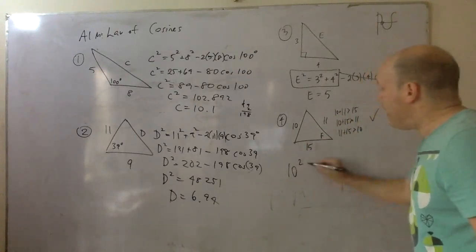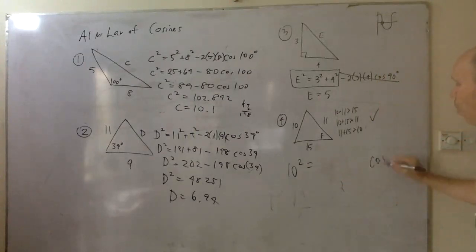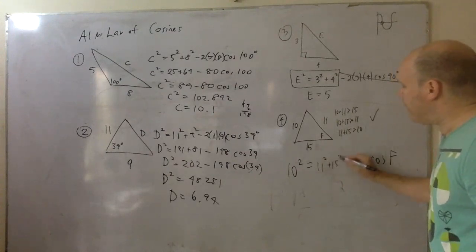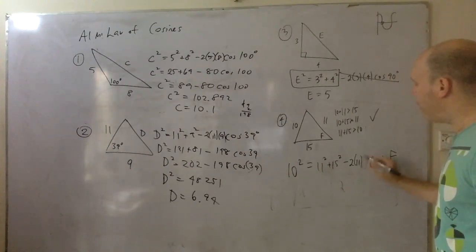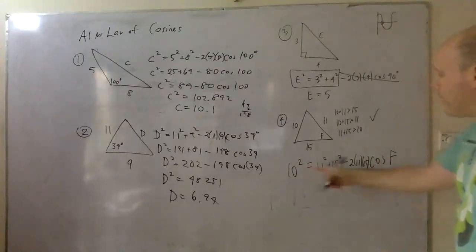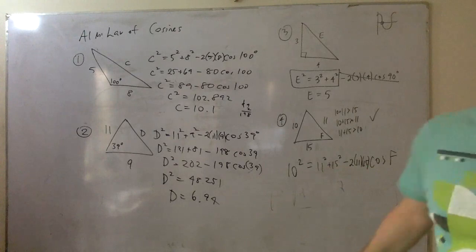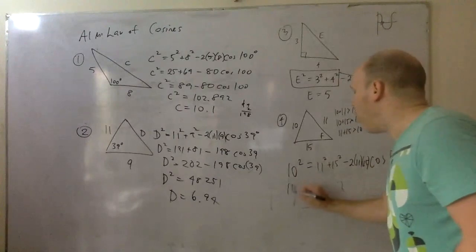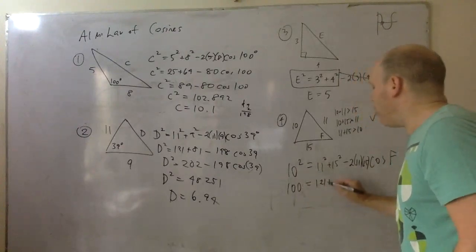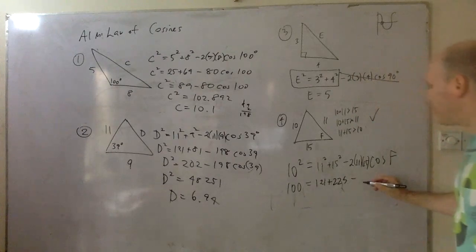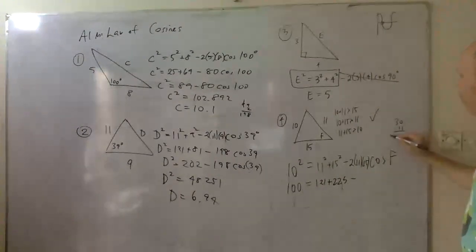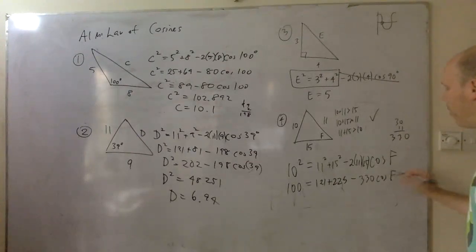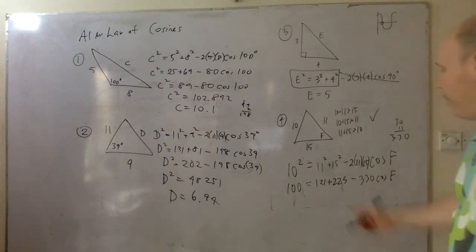10 squared equals 11 squared plus 15 squared minus 2 times 11 times 15 times the cosine of F. Let's clean this up a little bit. I want to make a point. Obviously you can stick this whole thing in the calculator, but let's do the algebra. So we have 100 equals 121 plus 225 minus, what's 30 times 11? 330 cosine F.